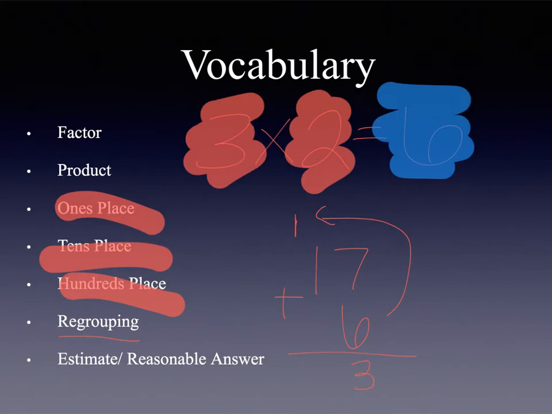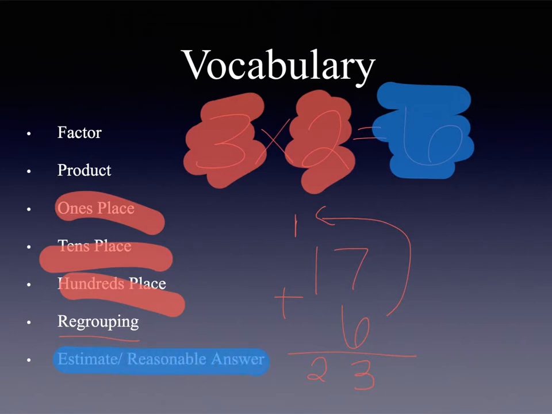So I know that when I add up all my tens, my 1 plus this one over here would give me 2. I'm regrouping that bundle of 1s. The same thing applies in multiplication, so you're going to see in just a minute when we start working with numbers that we will also be regrouping with the standard algorithm. And then lastly, we have estimating and reasonable answer down here at the bottom.